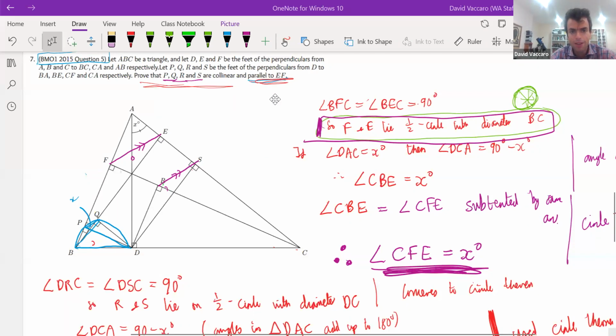What have we done? How do we prove collinearity though? That's a very, very good question.